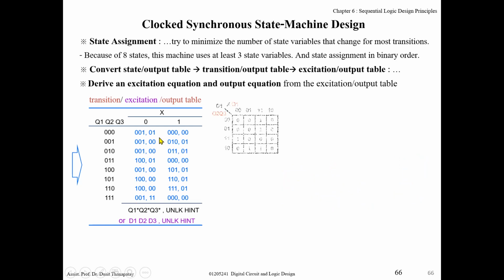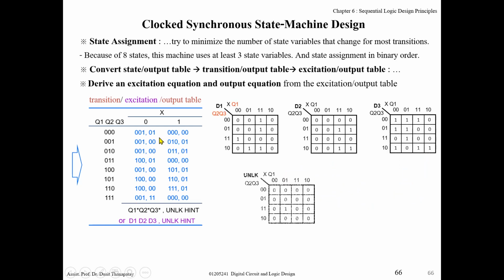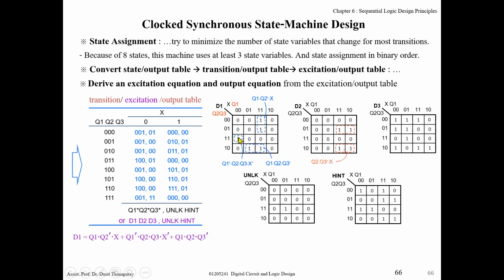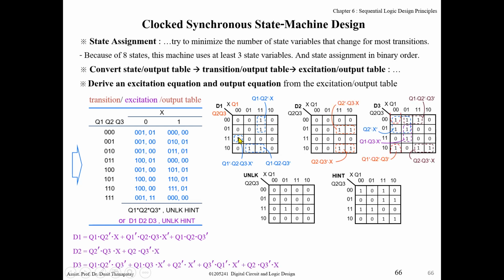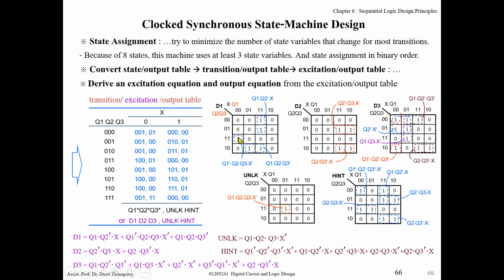So from this one, you can write K-map for D1, D2, D3 also. And for the output equation, you just consider this bit and this bit, respectively. So just write down the K-map for each excitation signal and output signal, and then you just select the logic 1 cells in the K-map. So after that you will get our equations for designing the state machine. So that's all for this example.